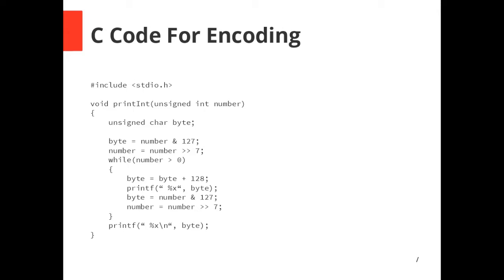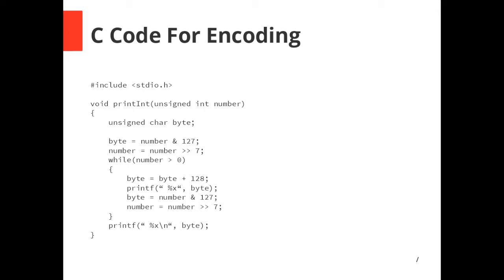If it's going to take more than 1 byte, then it jumps into the while loop. I add 128 because that is the value of the bit in the high position of the byte. Print the value in hexadecimal. Grab the next 7 bits, right shift 7 places, and then see if you're done. Repeat it until it's done.